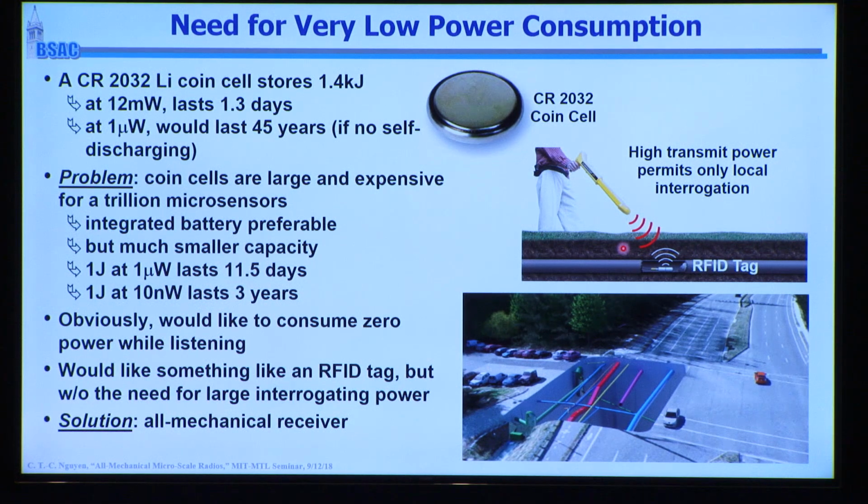But the problem with these things, if you're trying to find if there's an issue with a pipe under this, you've got to take a wand and get really close to it with a lot of power coming out of that wand. It's tough to do something like this, where maybe you have a bunch of pipes going under this road, and you want to, from a distance, be able to just take a snapshot of that whole thing to find out where the problem is. Okay? And so the solution we've come up with for this, 0 power listening, is an all-mechanical receiver.